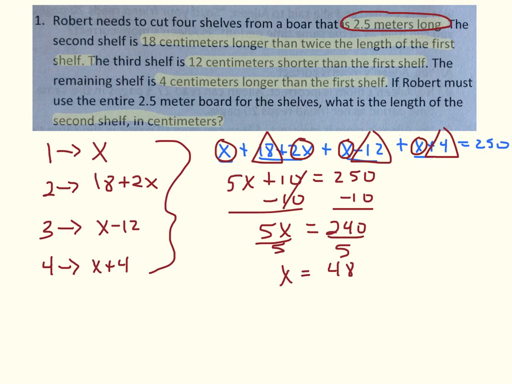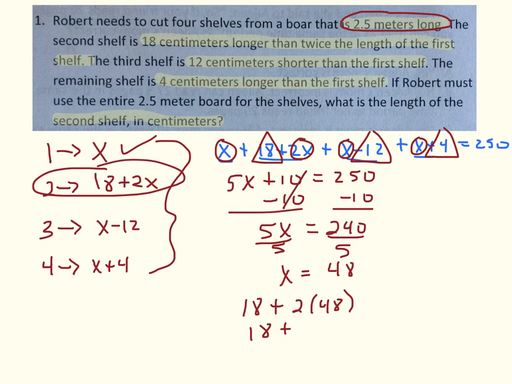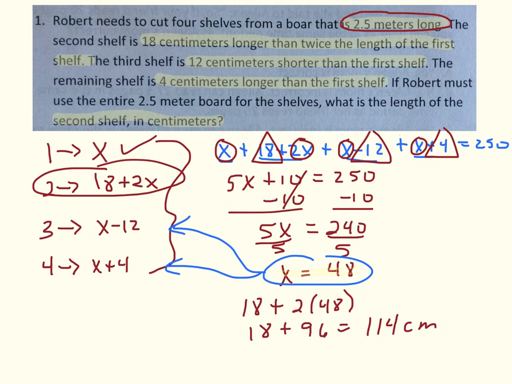Now, that is the length of the first board. But that's not the question I want to answer. I want to know how long is the second board. So I'm going to plug in 48 for x. So 18 plus 2 times 48 gives me 18 plus 96, which is equivalent to 114 centimeters. Now, if you wanted to, since you now know what x is, you could actually plug that in and find shelf number 3 and shelf number 4.